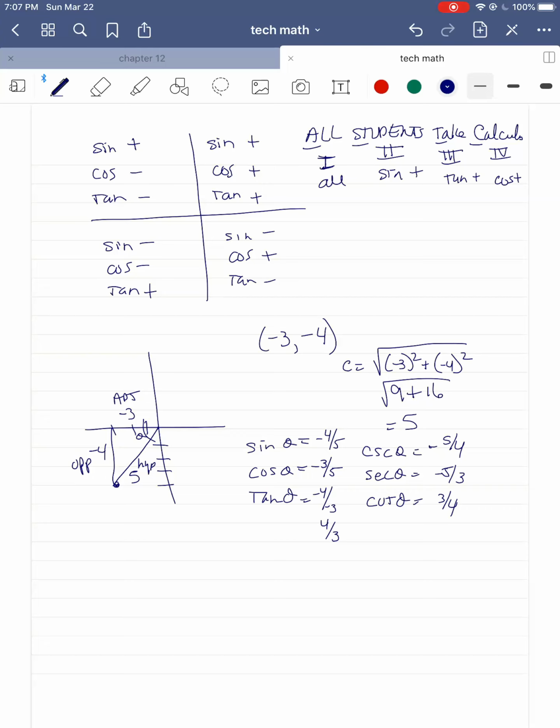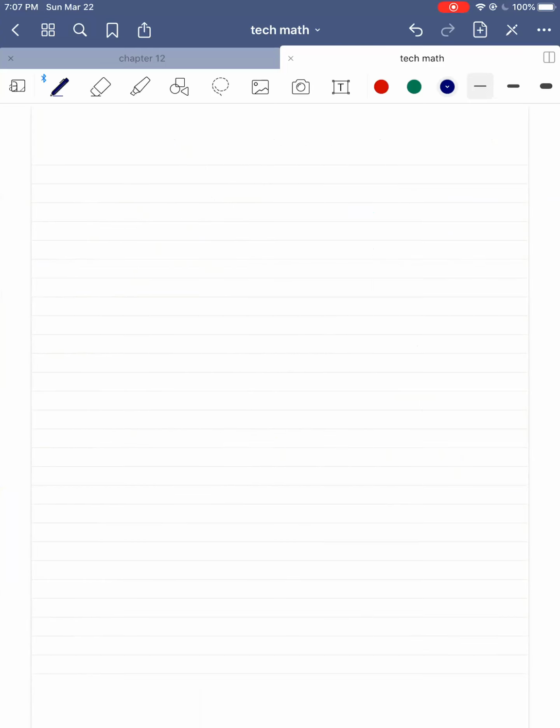Let's try one more example. Let's say we have the ordered pair square root of 2 and minus square root of 5. First thing I want to know is where this is. And again, this is just going to be an estimate. So when I'm doing this out, square root of 2 is approximately 1.4, and square root of 5 is approximately 2.2, so a negative 2.2.